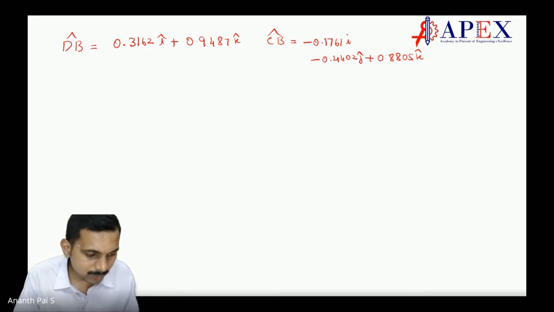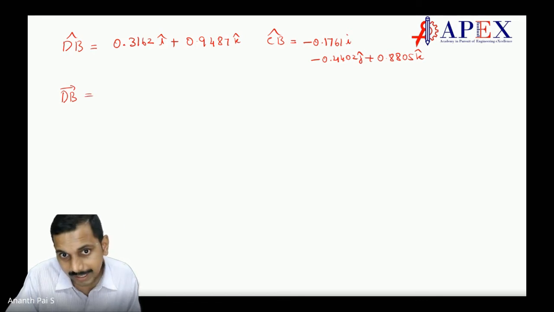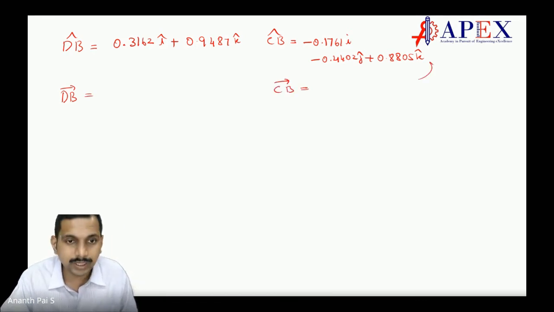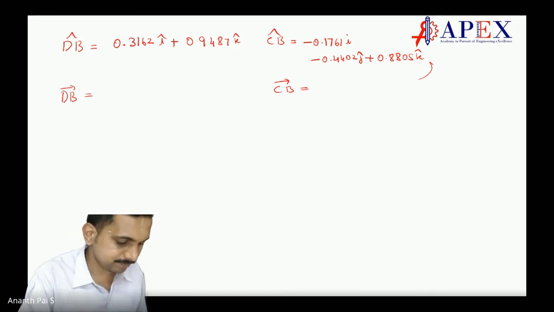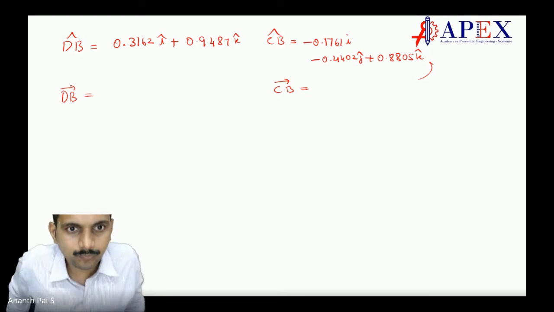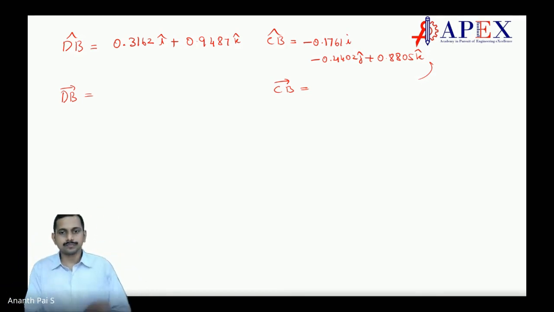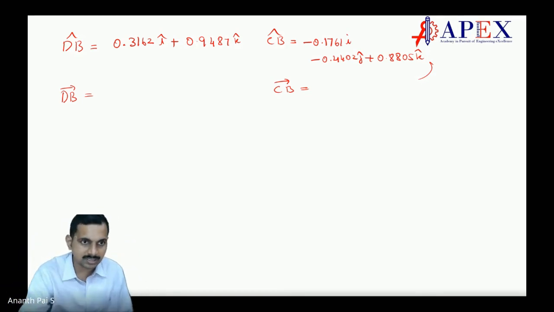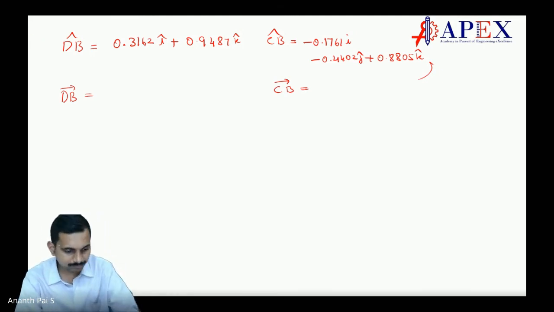What is the DB vector you have got? You tell me first of all. And the CB vector, what did you get? Then you can find this. Do the math, students. This is the final answer we have got for the unit vector. You have to check it out. Tell me if you get that. I'll give you some time.